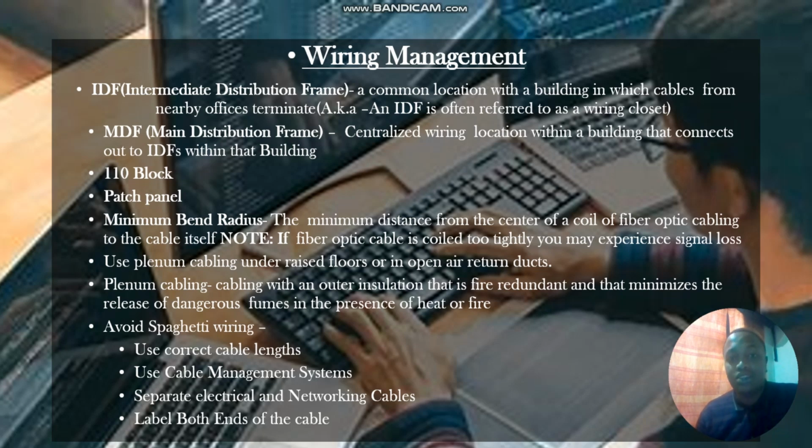And this is the centralized wiring location within a building that connects out to IDFs, or the intermediate distribution frames within that building. So you could have different IDFs that connect different offices, and then you have the main distribution center, or the main distribution frame, which serves the different IDFs.